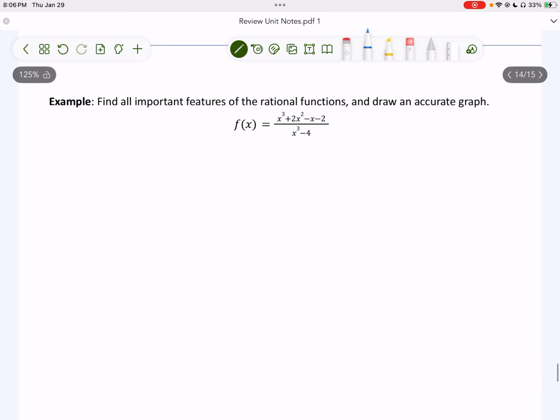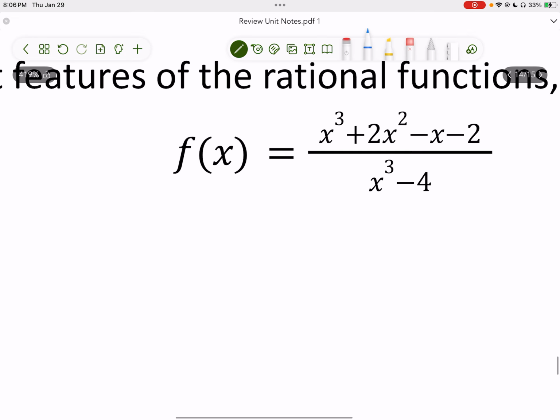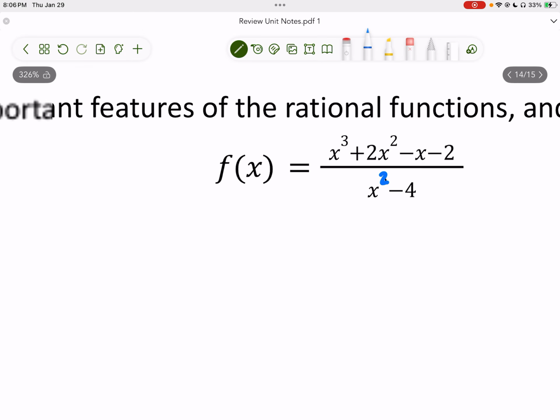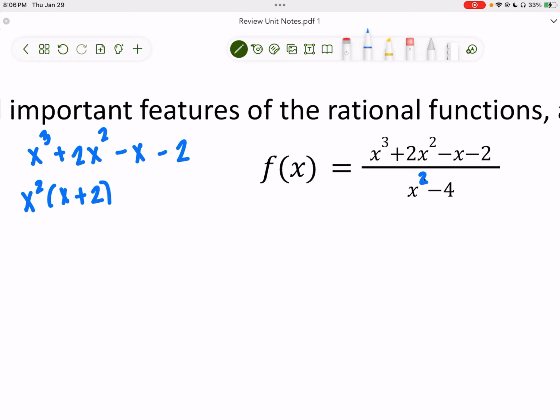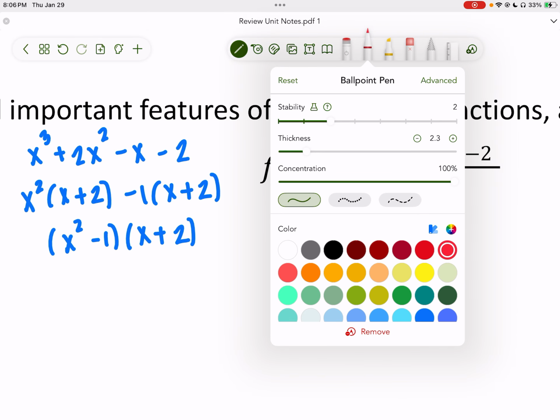Let's do another one. Same process applies. I'm just going to go ahead and factor the numerator, x cubed plus 2x squared minus x minus 2. We have an x squared in common, and then we have a negative 1 in common. So we have x squared minus 1 times x plus 2. So that's your factored form for that one.